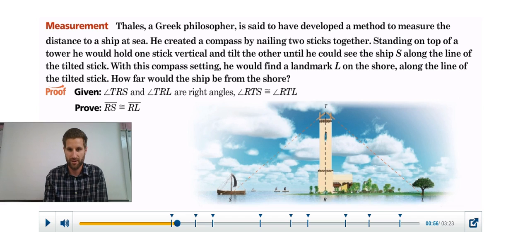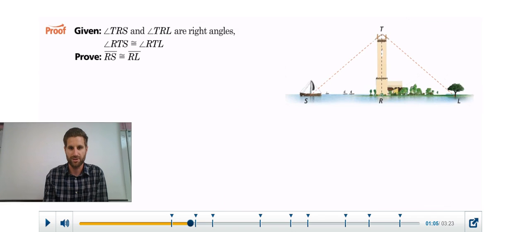We can go ahead and mark that. You don't have to write this down yet. The picture's going to change in a second, but we got right angles down here. And then we know that angle RTS, this angle here and this angle here, are congruent because he used the stick to measure it, the tilted stick to measure that. Okay? Well, let's move a little bit forward, and we're going to actually turn this into a more straightforward proof.